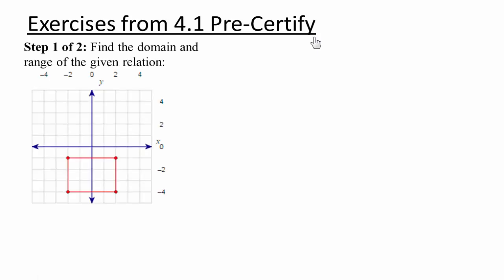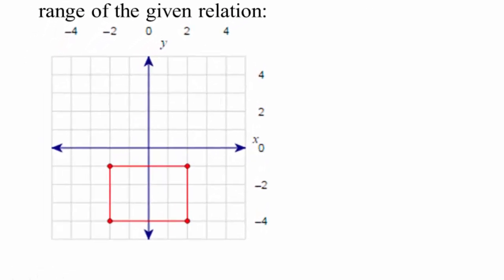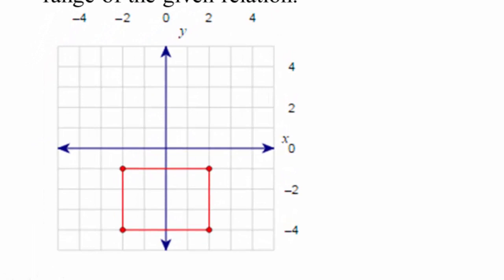What's the first exercise that I picked out? Well, let's see. It says here, find the domain and the range of the given relation. So we know that it's a relation, and you'll find out why later, because that's one of the things we have to determine. Remember, we're going to use the vertical line test. But right now, it's asking for the domain and the range.